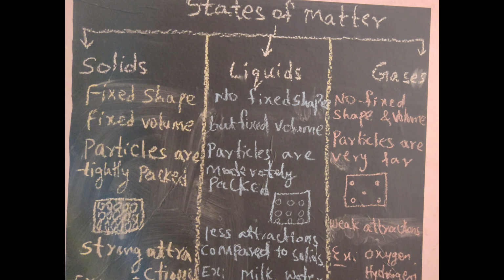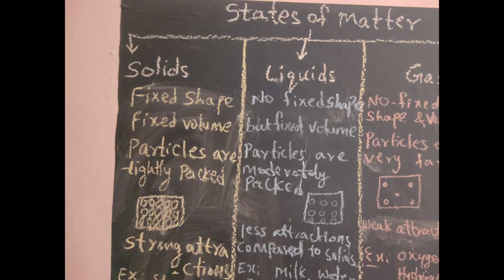Next, coming to the gases, they don't have a fixed shape as well as a fixed volume. For example, if I'm spraying a perfume at one corner of the room, it is going to reach the other corner of the room because of their large intermolecular spaces. They can travel very fast. They can move from one place to another very quickly, and they are going to occupy the entire space available for them, right? And their particles, if you observe here, have very large intermolecular spaces. Next, they have weak attractions also, right?